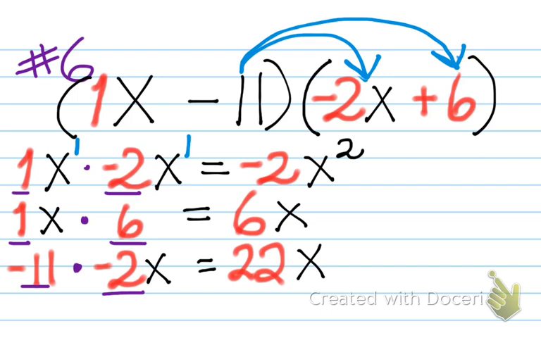And finally, we have our last polynomial to multiply. Negative 11 must be multiplied to positive 6. Notice that neither one has a variable part. So don't write a variable for the last polynomial. We simply multiply the coefficients. Negative 11 times 6 equals negative 66.